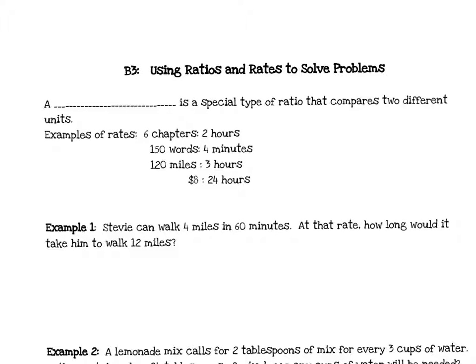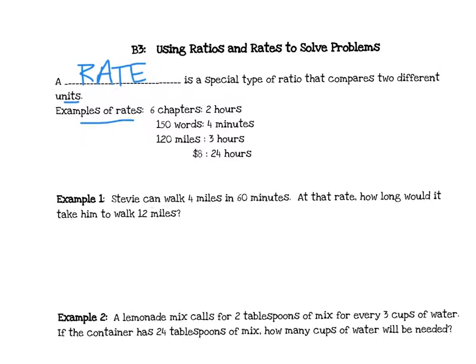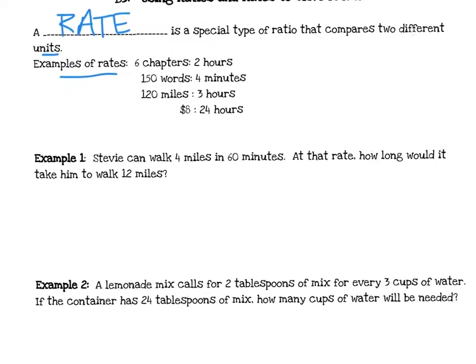All right, so first off, let's get some vocabulary terms. A rate is a special type of ratio that compares two different units. Okay, so it's a type of ratio. We're still just comparing numbers or looking at the relationship between two numbers, but now we have specific units tied to our numbers. So some examples of rates would be 6 chapters in 2 hours, or 150 words in 4 minutes, 120 miles in 3 hours, or $8 to 24 hours. Okay, so we'll be seeing some similar rates as we work through our problems here today.